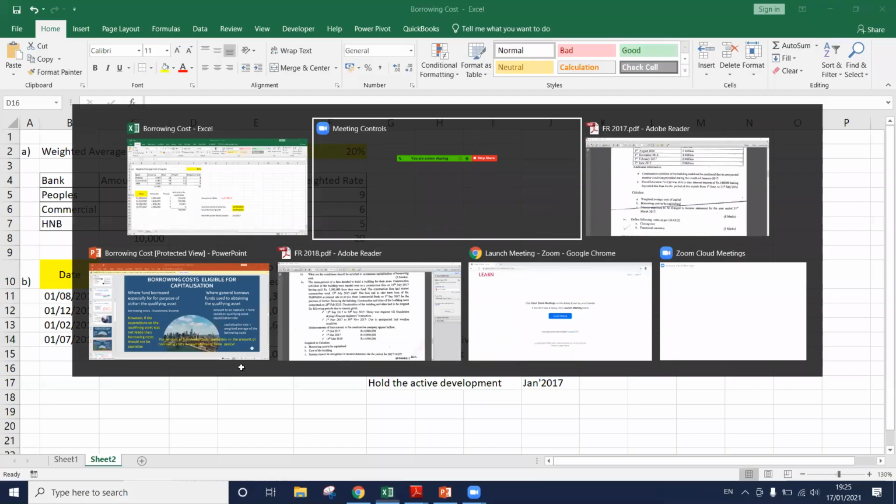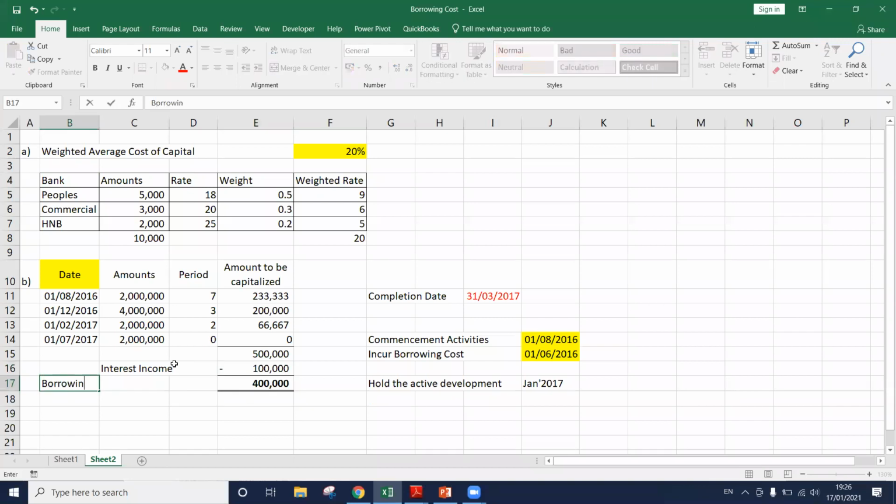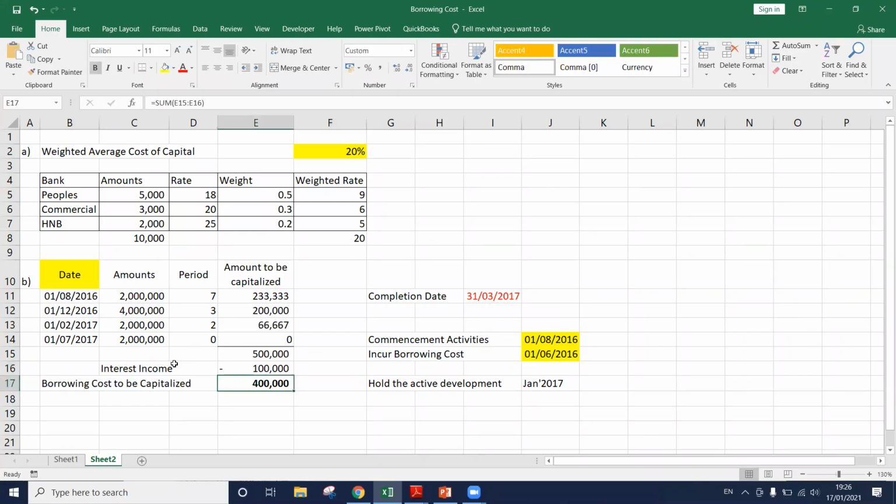100,000. If we have earned some interest income by investing the loans we have obtained, such interest income we need to deduct, or exclude, when calculating the borrowing costs that can be capitalized. We need to deduct this 100,000. Therefore, what should be the amount that can be capitalized as borrowing cost? It should be 400,000, right? When there is interest income, it is deducted, and the remaining amount is what we can capitalize. So the final amount should be 400,000.